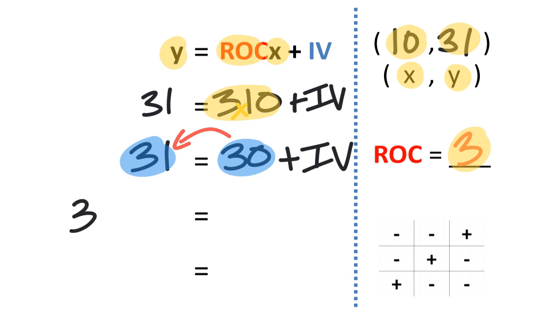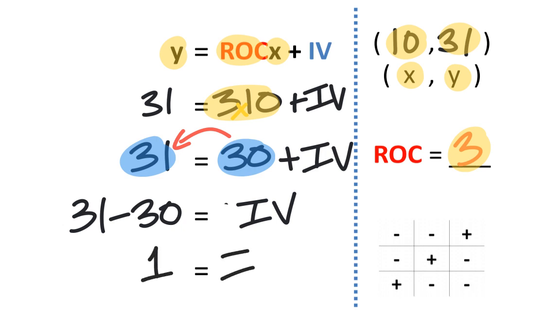Remember, when you're moving terms across an equal sign, they become the opposite. So this 30 is no longer positive, it is now negative. This initial value is going to stay in the same spot, and we no longer need the positive sign, so I'm just going to erase it. At this point, this should be pretty straightforward. 31 subtract 30 gives you 1. Therefore, 1 is the initial value.